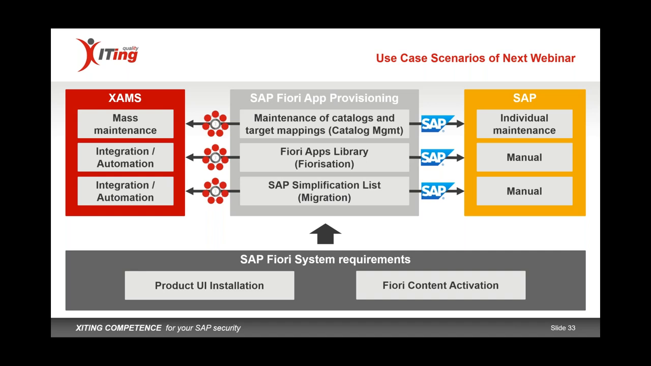But in the next webinar, we want to go more into detail. What does SAP offer out of the box? App Manager, Content Manager. What can be done? The content activation, rapid deployment activation. What does that mean? What can be done? And so on. And then in another webinar, we also go into mass tools.